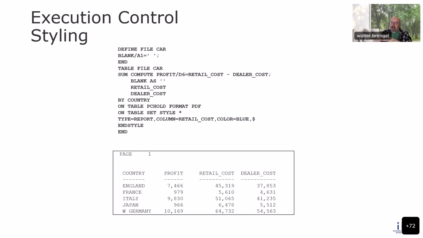So what's happening, and I'm kind of jumping the gun a little bit. We got table file car, we're summing compute, retail cost, and dealer cost. So right off the bat, you're going to add retail cost to the matrix, dealer cost to the matrix, and profit to the matrix. Then we have blank, and then we have retail cost again, and then dealer cost again by country. So how can we try to resolve this?